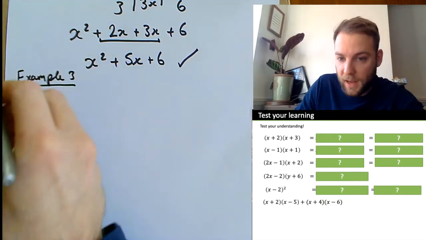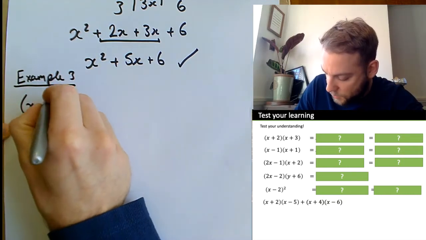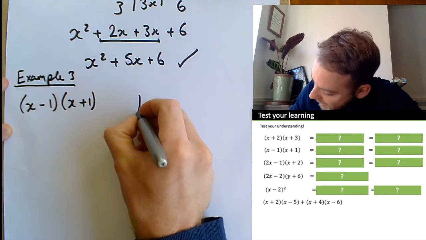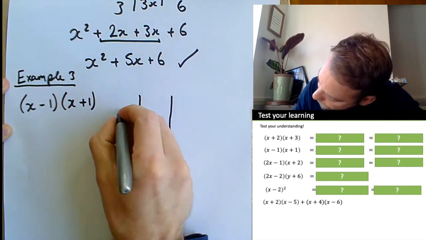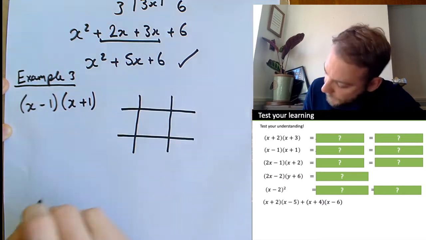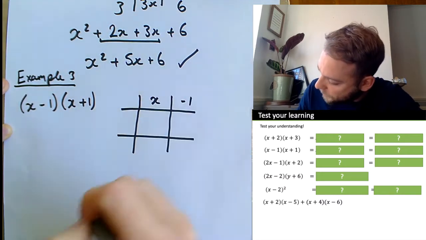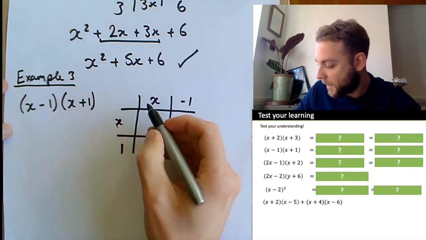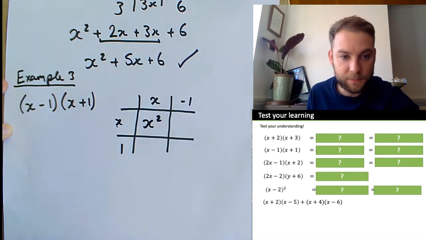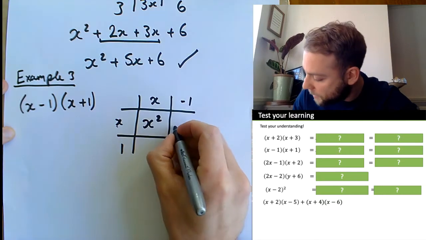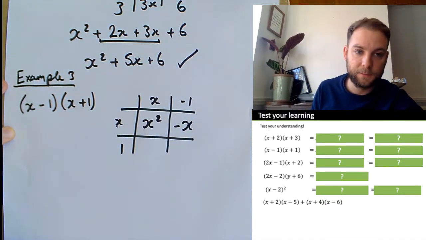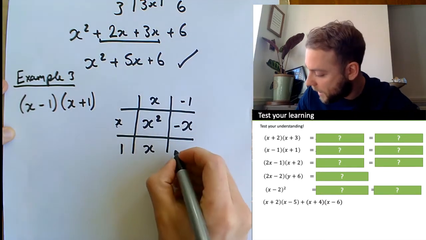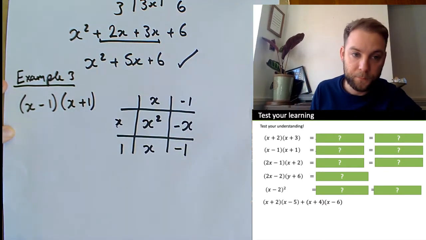Now the next example on here is going to be x minus 1 and x plus 1. So again, we draw our grid out. Here we've got x minus 1, x and plus 1. X times by x is x squared. X times by minus 1 is minus x. 1 times by x is x. And 1 times by minus 1 is minus 1.